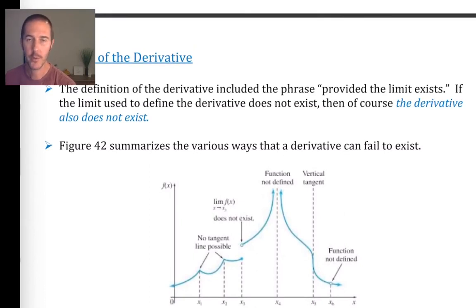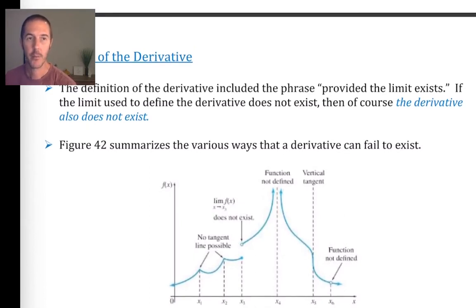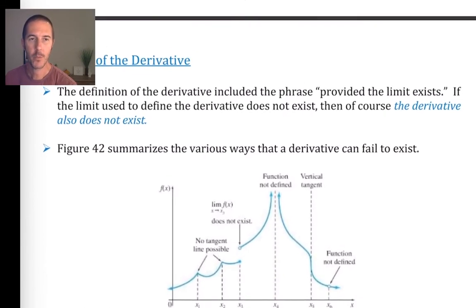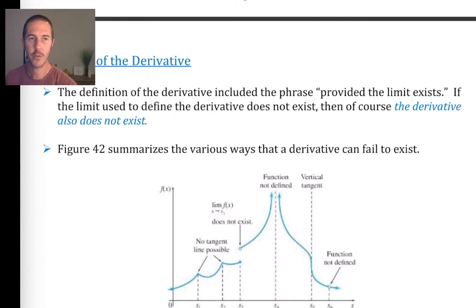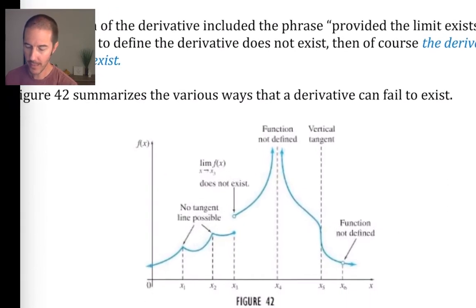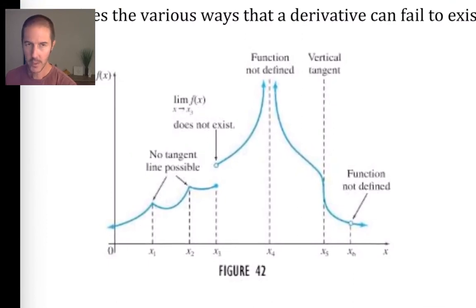Most functions that you work with, especially at the beginning, are going to have a derivative. But the question is, are you going to be able to evaluate the derivative at all of the various x values that are present on a graph? And the answer to that question is no. You're seeing some illustrations here. For example, here it says no tangent line possible. And that's because the graph comes to a sharp point at x1 and x2. So sometimes there's just no way to figure out what the tangent value is.